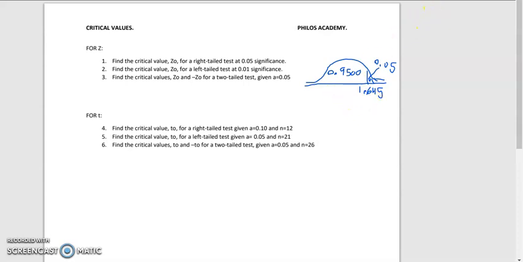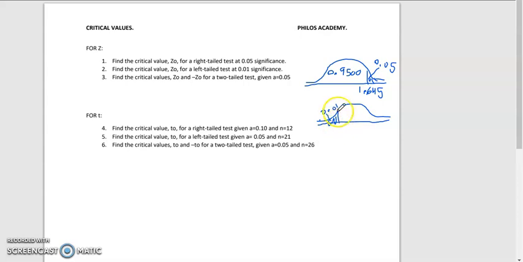Okay, so let's see question 2. Question 2 says, find the critical value z sub 0 for a left-tailed test at 0.01 significance. Significance is also known as the alpha. Okay, so let me sketch the curve for this one too. Now this one says left tail, so meaning the left tailed. And it says 0.01, so you put the 0.01 here.